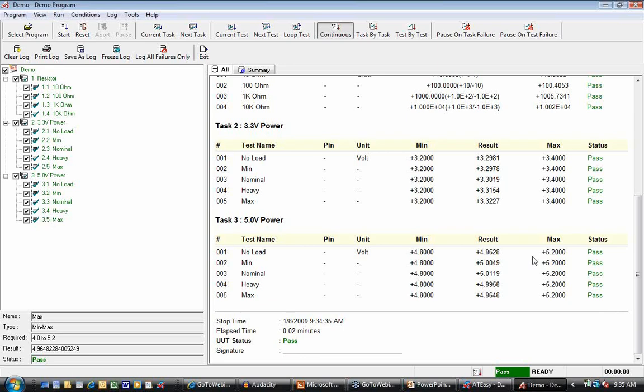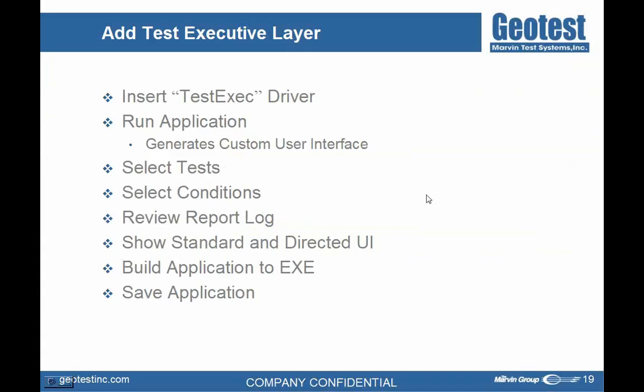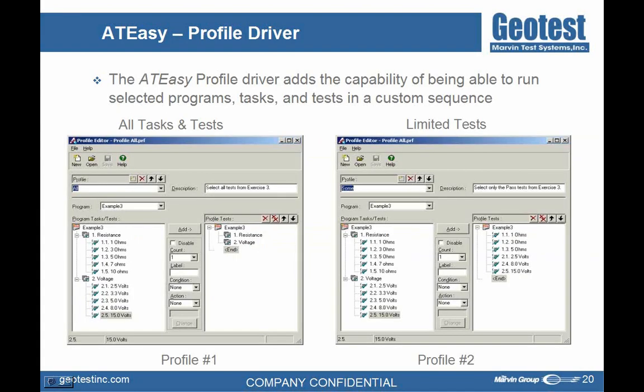The Test Executive can also work with two other modules, what we call utility modules, one of which is the profile driver. The profile driver adds the capability of being able to run your selected programs, tasks, and tests in a custom sequence. By default, ATEasy or the Test Executive will run those tasks and those tests in the order in which they were created, but the profile driver allows you to change that order around and put conditions on running your test. For example, if a test in a particular task failed, you can jump out of that task and not execute any additional tests within that task. You could abort the program or you could jump to a new task.